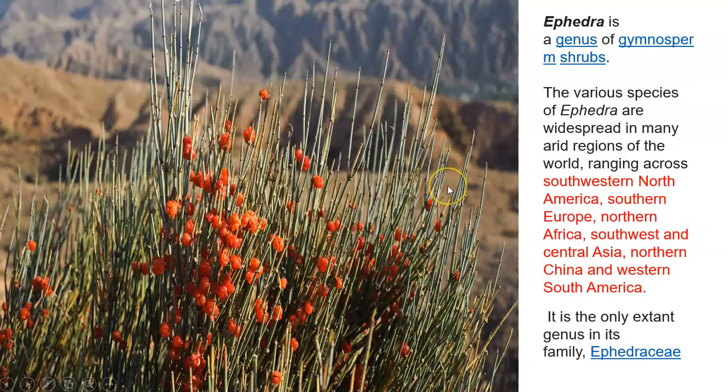Now Ephedra is the second one within this division. These are shrub-like or bushy plants. You can see its needle-like structures, and you can see its fruit. It is the only extant genus in its family Ephedraceae. So in the Ephedraceae family there is only one member, that is Ephedra. It is present almost on all continents like North and South America, Europe, Central Asia, China, etc.